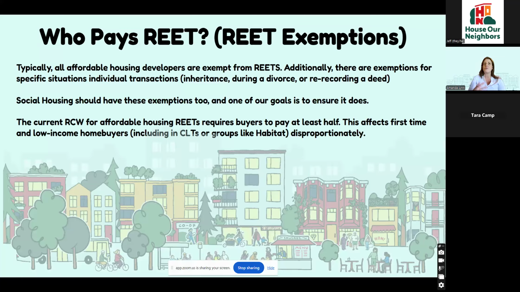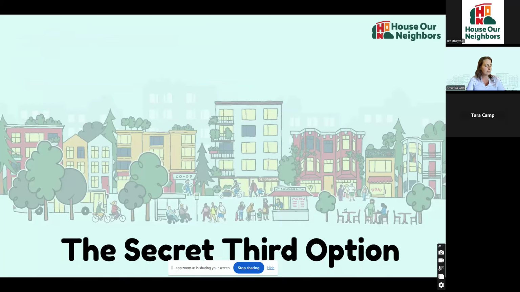The idea with a REET tax is when you're cashing out, when you're selling out and you're making all that profit, you're putting some money back into the system. So that's another one of the challenges. And again, we'll revisit this concept in a minute, but I just wanted to introduce that to you to get your wheels turning on it. So that brings me to my secret third option, right?